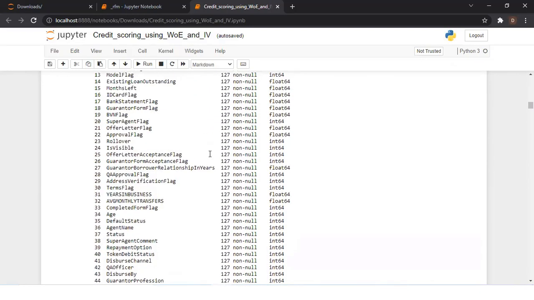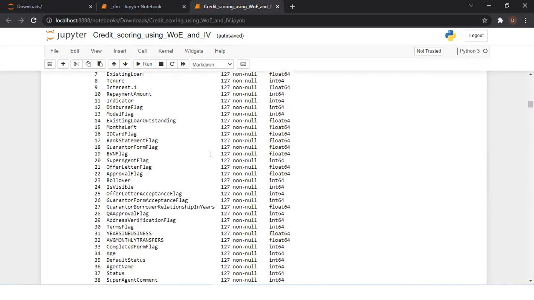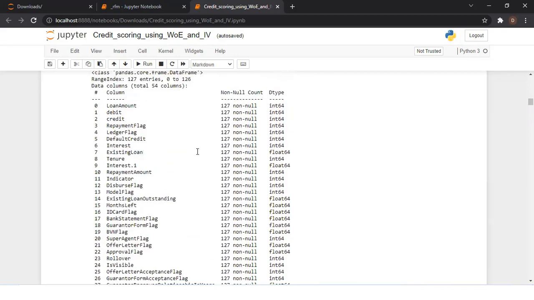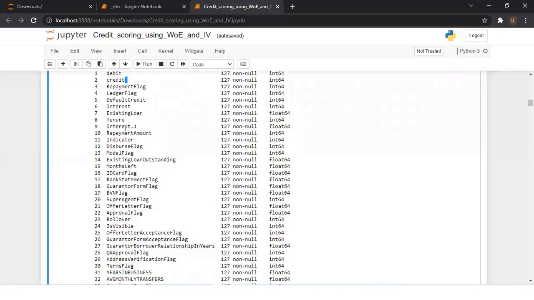They had various columns, or when I say columns, various variables. So there was loan amount, there was debit, credit, repayment flag. All these variables were present in my data, based on which we were to come up with a model to ascertain the credit score of the individuals.